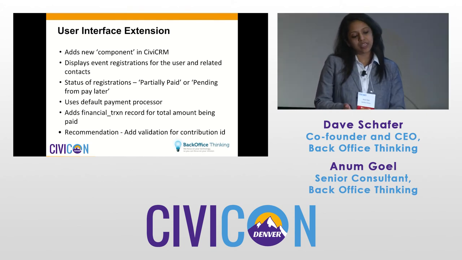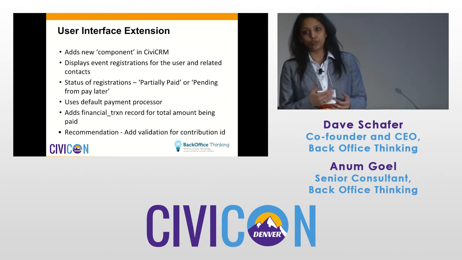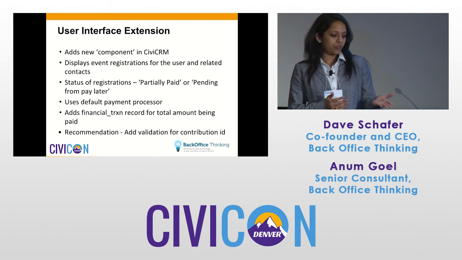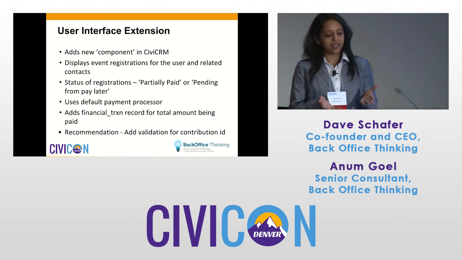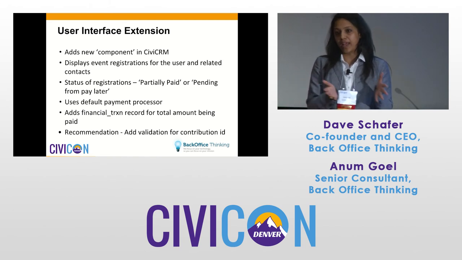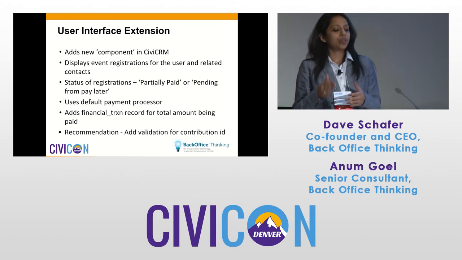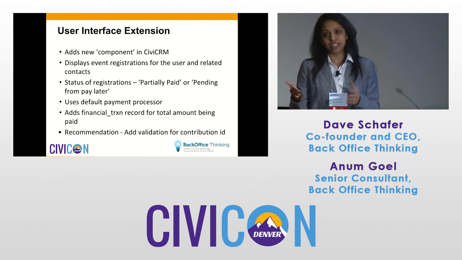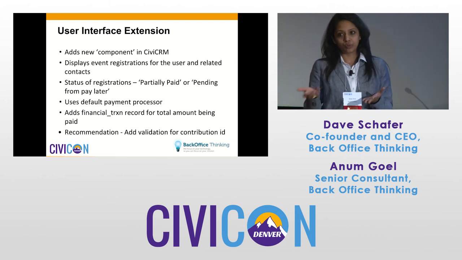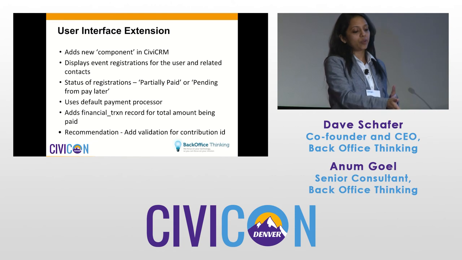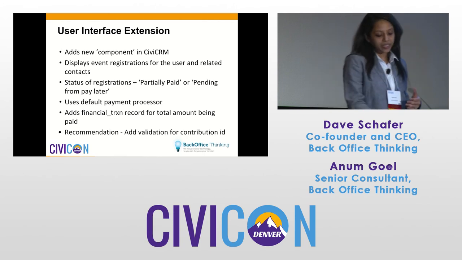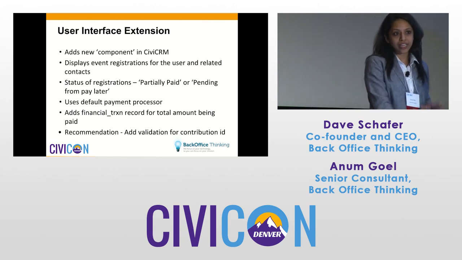Another thing which needs to be done before making these calls, like adding a new payment to the processor or adding a new entry to the financial transaction table, is validating whether we have access to the contribution ID or not. Because when this extension makes a call to the partial payment extension and the contribution ID is not there, then partial payments are not going to be processed. In that case, you'll just have a financial transaction entry which is not valid, and you have already submitted a payment to the processor. That cannot be undone, so just make sure that the contribution ID is there.